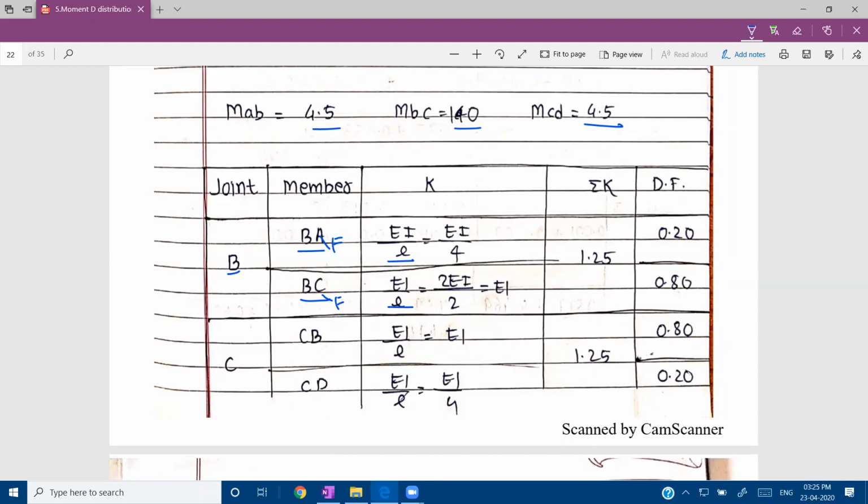Similarly for joint C, there are two members meeting, CB and CD. Here B will be far support. In case of CB, at joint C, support B is far support which is again a joint, therefore K is EI by L. If you put all the values of respective E, I and L, you will find DF is equal to 0.2 for BA, 0.8 for BC, 0.8 for CB, 0.2 for CD. Now, summation of DF at joint B is going to be 1. At joint C, it is going to be again 1.